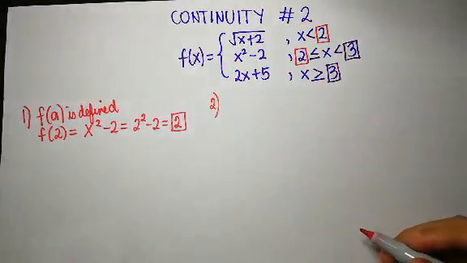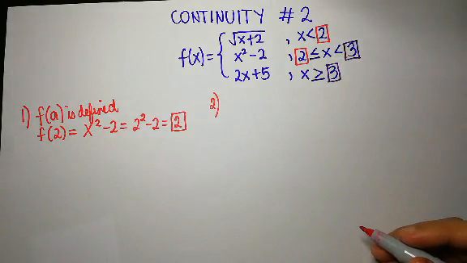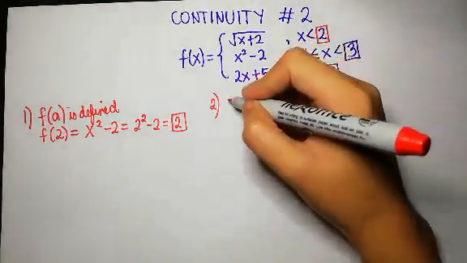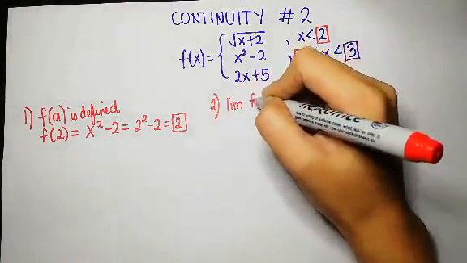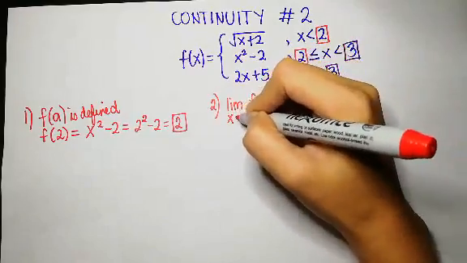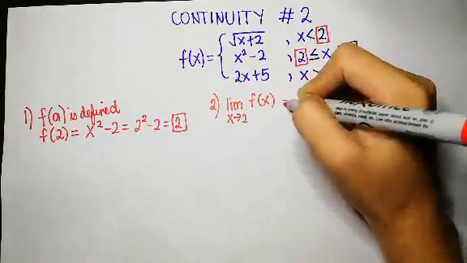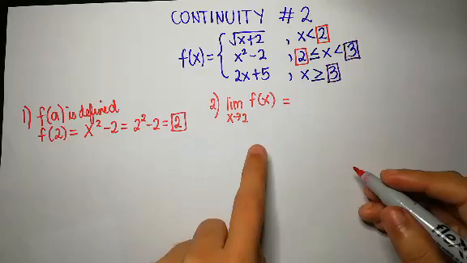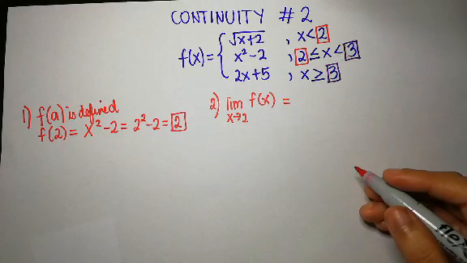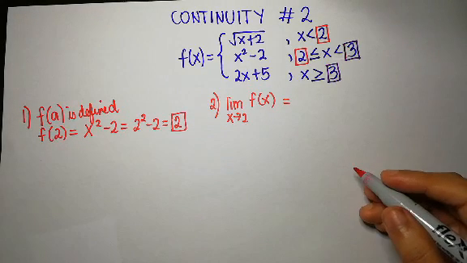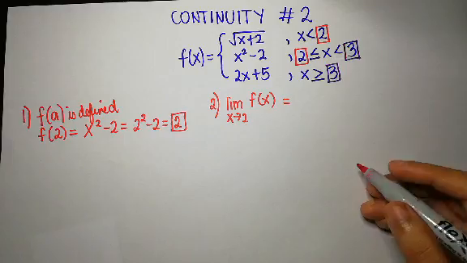Ano ang second criteria? We need to look for the limit of f of x as x approaches a. Kung siya ba ay it exists or not. So, hanapin natin. Limit of f of x as x approaches 2. So, para natin malaman ito, hanapin muna natin or tingnan muna natin kung it exists on both ends or both sides, sa left and sa right.